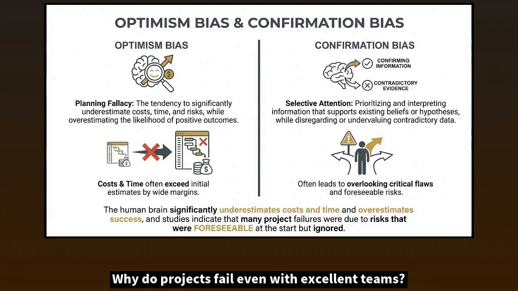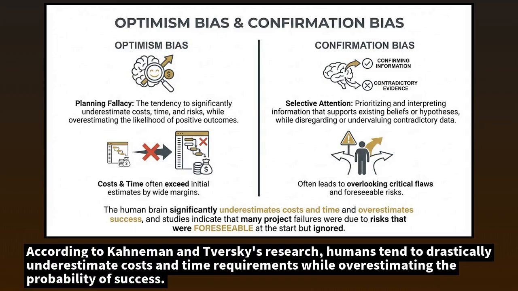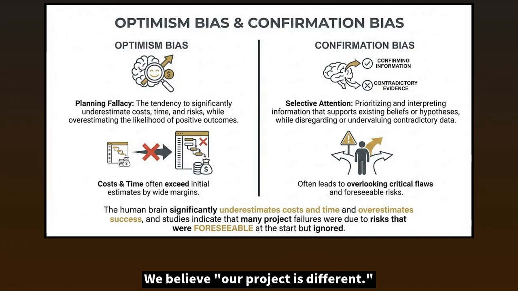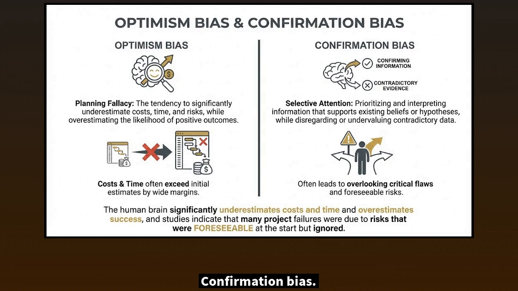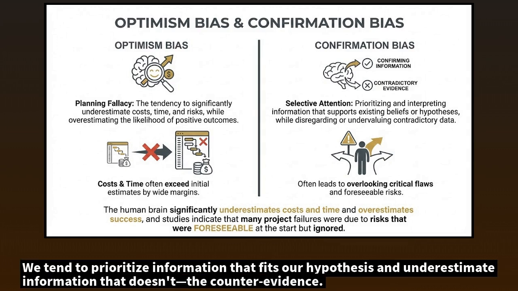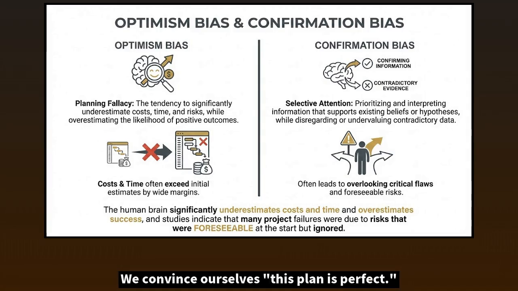Why do projects fail, even with excellent teams? Optimism bias. According to Kahneman and Tversky's research, humans tend to drastically underestimate costs and time requirements while overestimating the probability of success. We believe our project is different. Confirmation bias. We tend to prioritize information that fits our hypothesis and underestimate information that doesn't, the counter-evidence. We convince ourselves this plan is perfect.